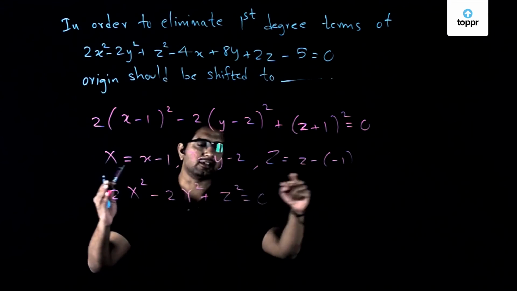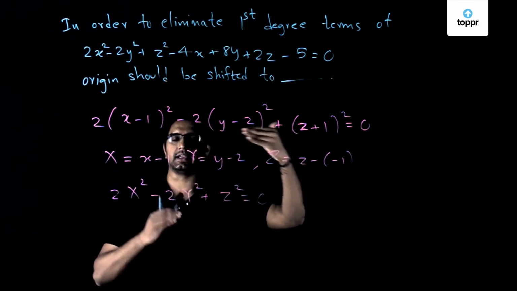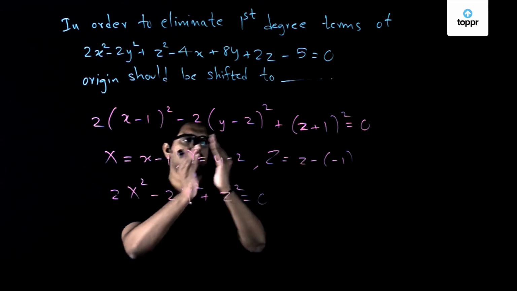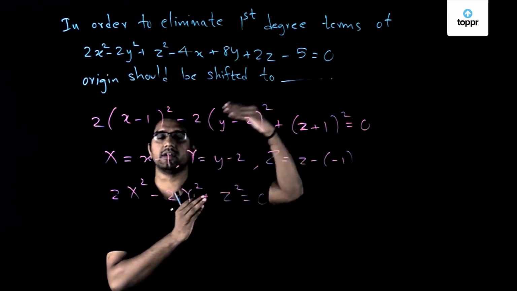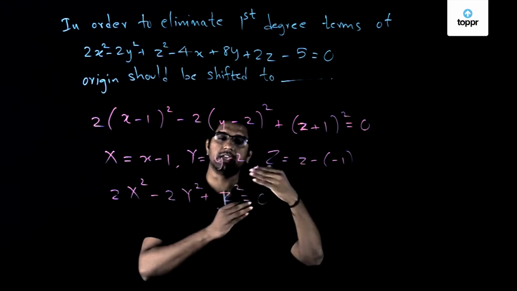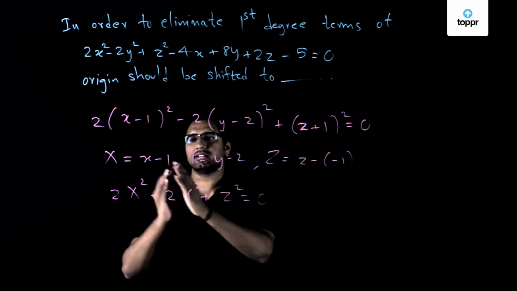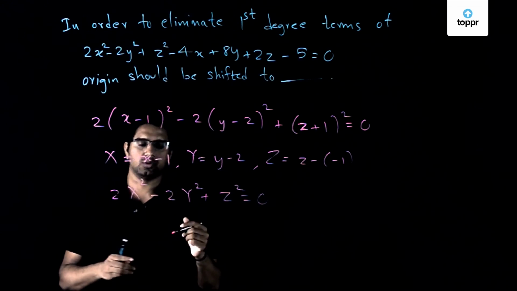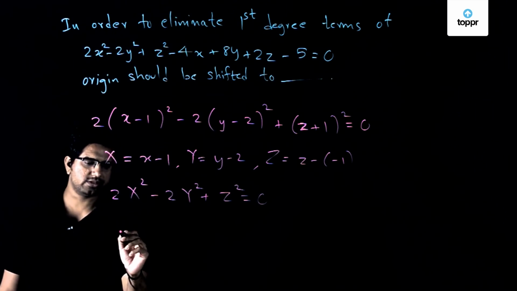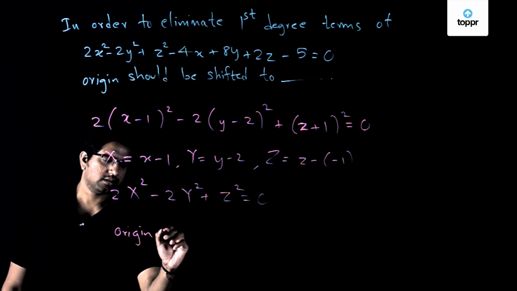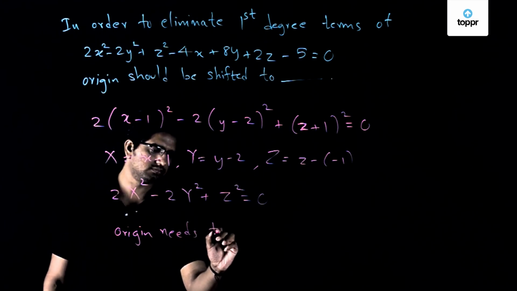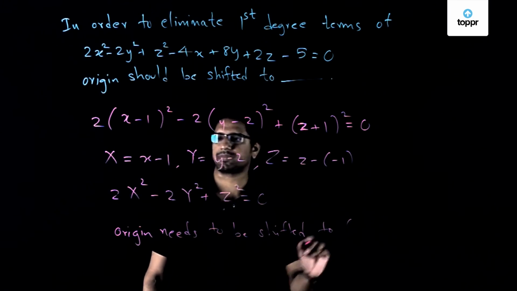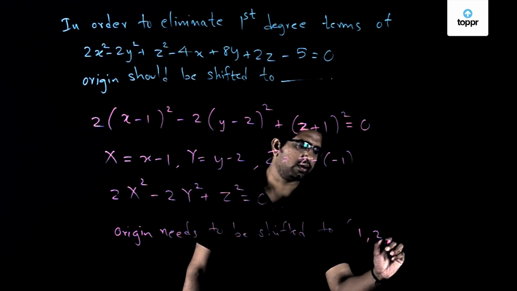Now, what is this algebraic substitution? What does it mean geometrically? It means that we have shifted the origin to 1, 2 and minus 1. If you go back and look at how the equation varies when we shift the origin, this is the relation between the old coordinates and the new coordinates. So, what one can say immediately is that the origin needs to be shifted to the point 1, 2 and minus 1.